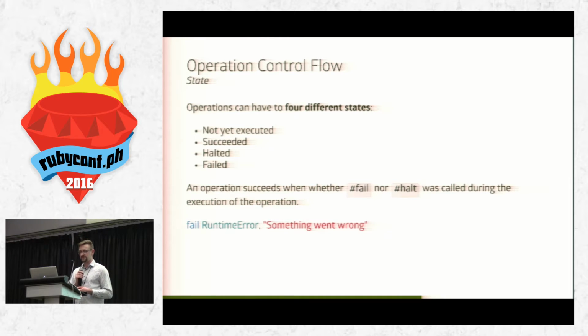Operations have 4 different states. When they first are initialized, they are in the state not yet executed, and after you ran them, they can either be succeeded, halted, or failed. And the instance methods fail or halt can be used to sort of switch into this state.